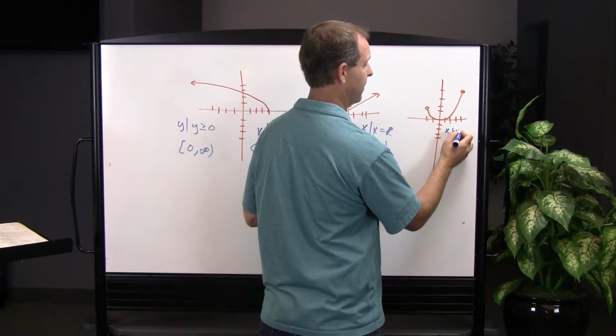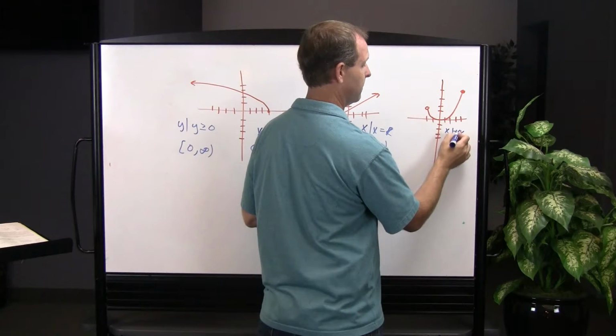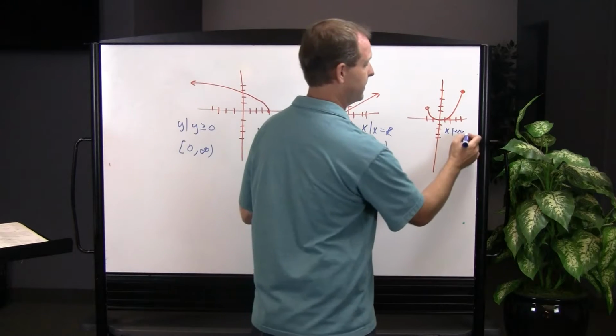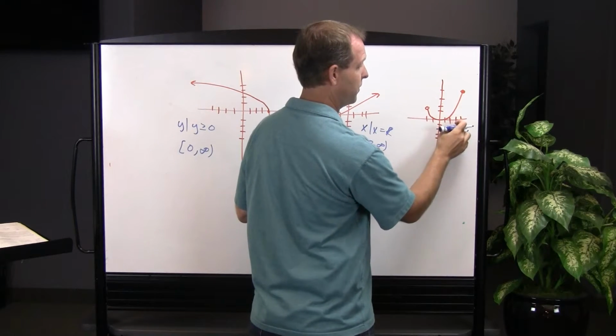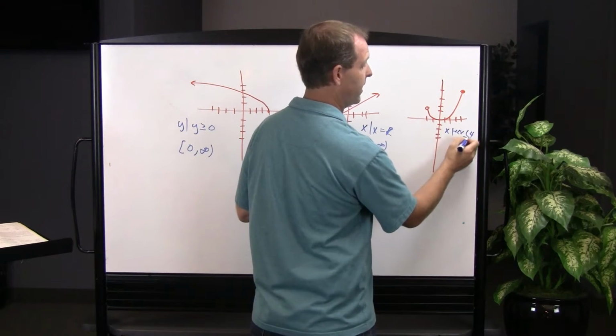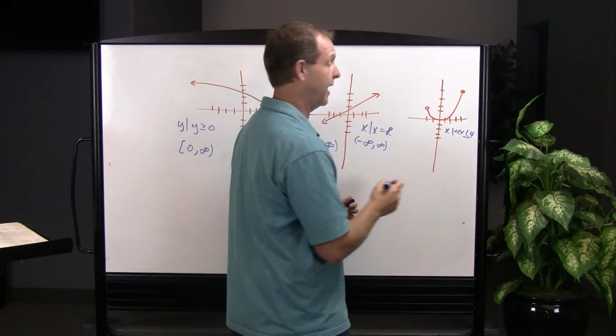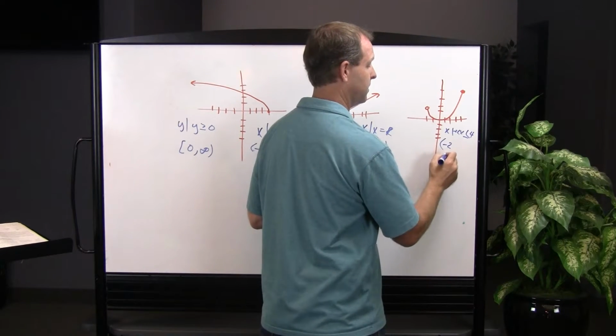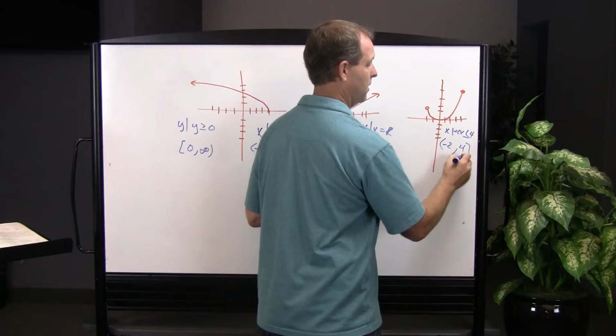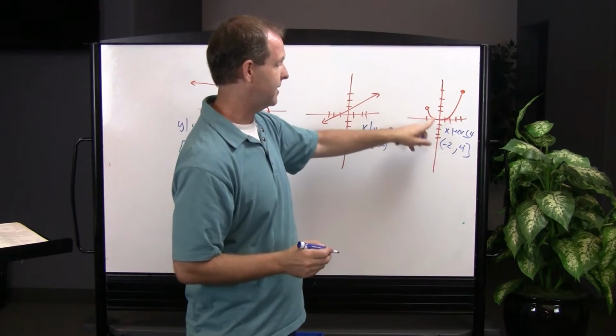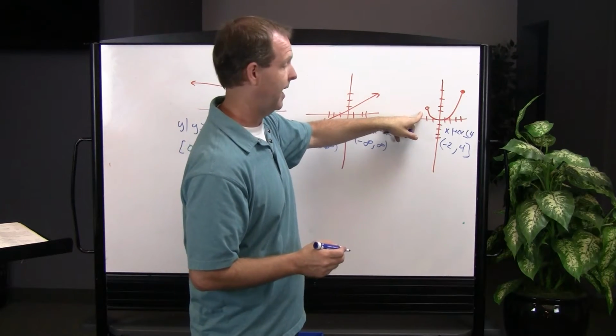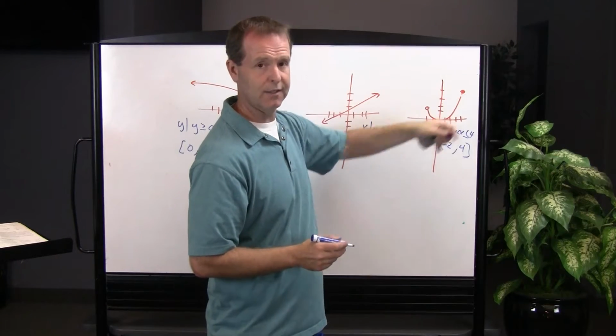Sorry, I have to write small here, I don't have much room. Negative 2, x is greater than that, but less than or equal to 4. Or in interval notation, negative 2, soft bracket, 4, hard bracket, because negative 2 is not part of the solution set, but 4 is because it's filled in.